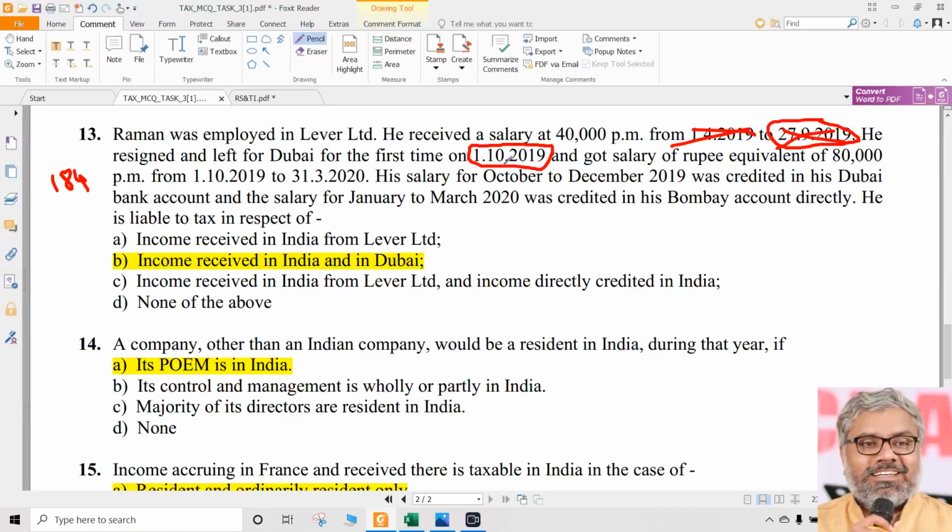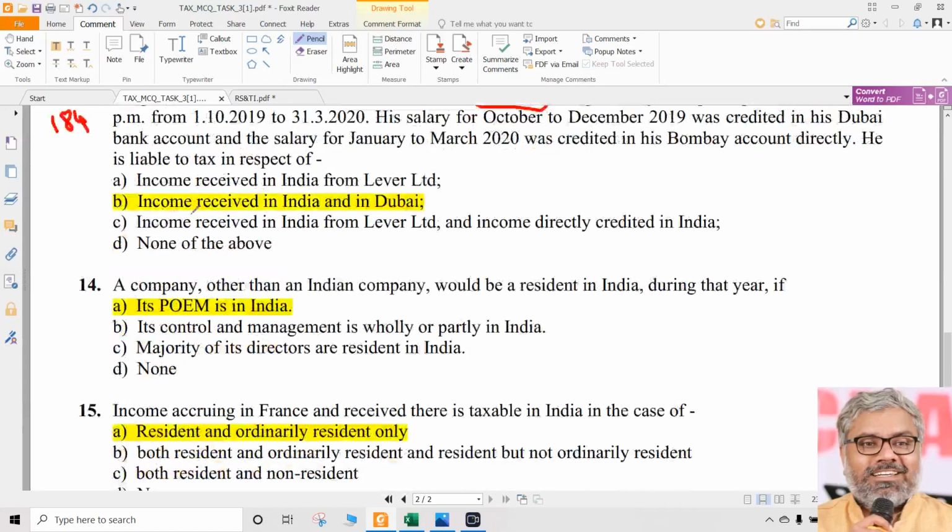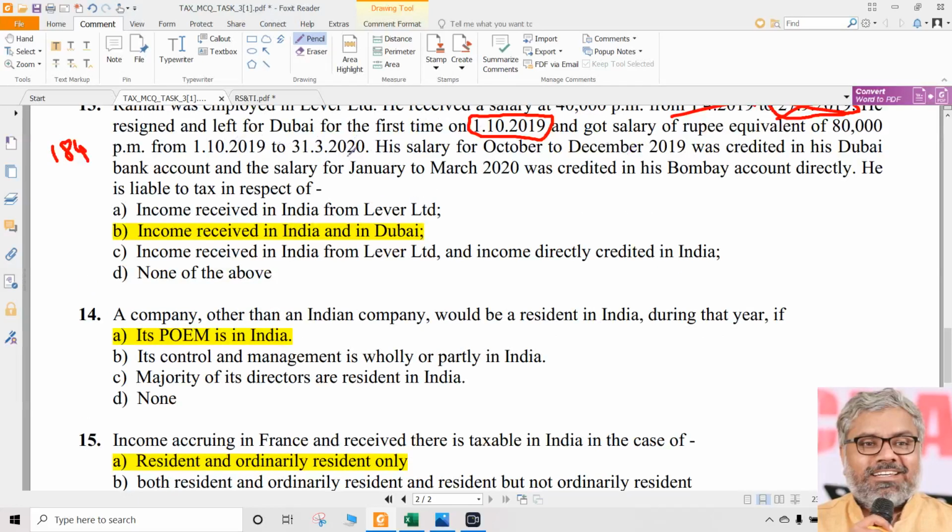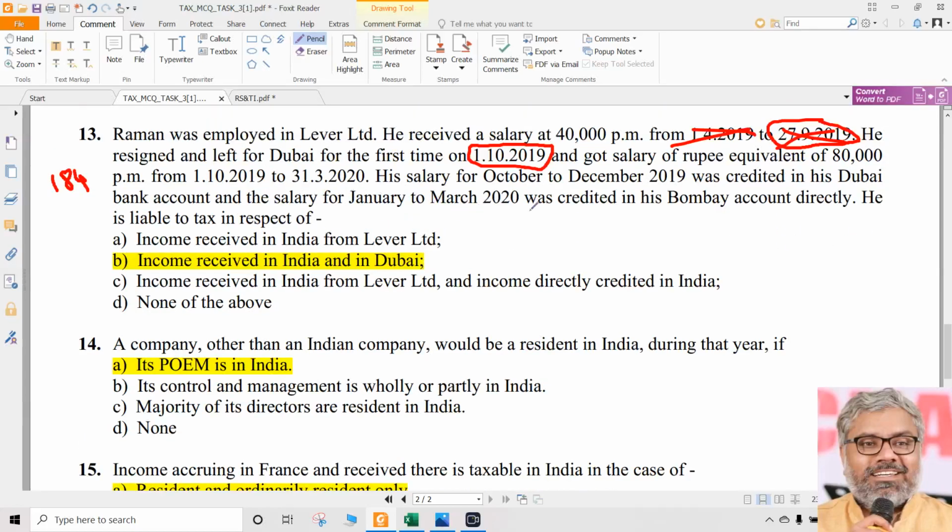So definitely he has stayed for 184 days, including the day of departure, 1st of October. So more than 182 days means resident. When he is a resident, after leaving from October to December, he got his salary credited in a Dubai bank account, and from January to March that money was credited in a Bombay bank account directly. All that is completely useless. Simply speaking, this person is a resident and ordinary resident, which is clear because he has left for the first time in the previous year only.